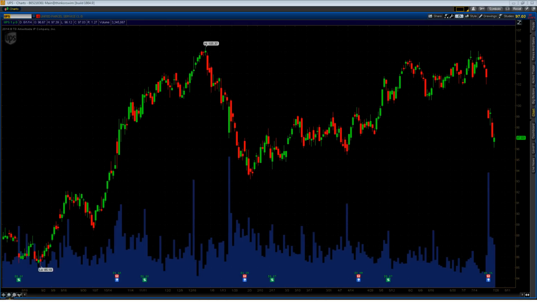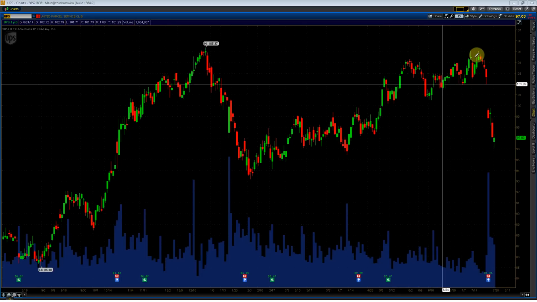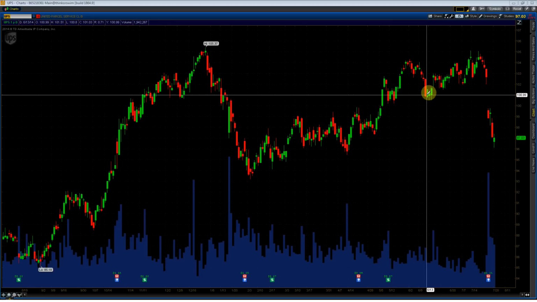Next up, UPS. What's funny about UPS is when I just look at the chart, it looks to me like it needs to bounce and it could make a good bounce. I see an M pattern. If you look at this high and then this high, it looks like an M, and I could see it retesting that about $101, which would be about a $4 move.